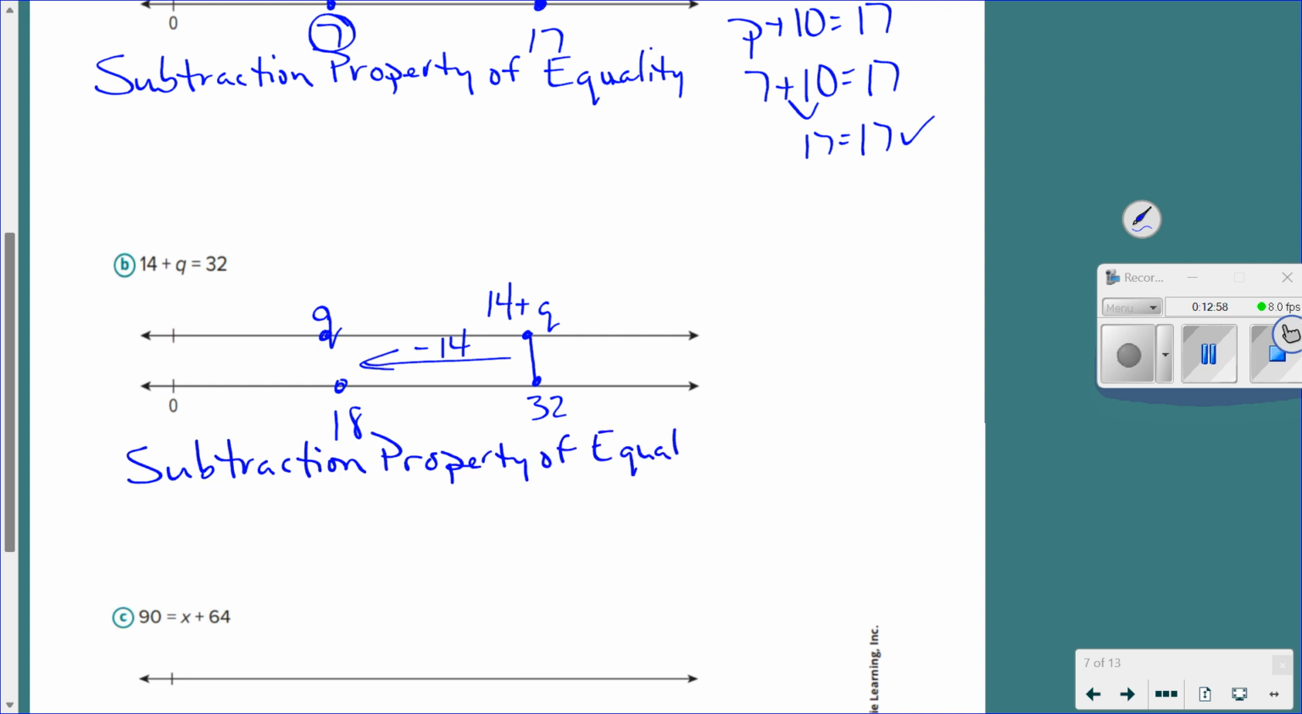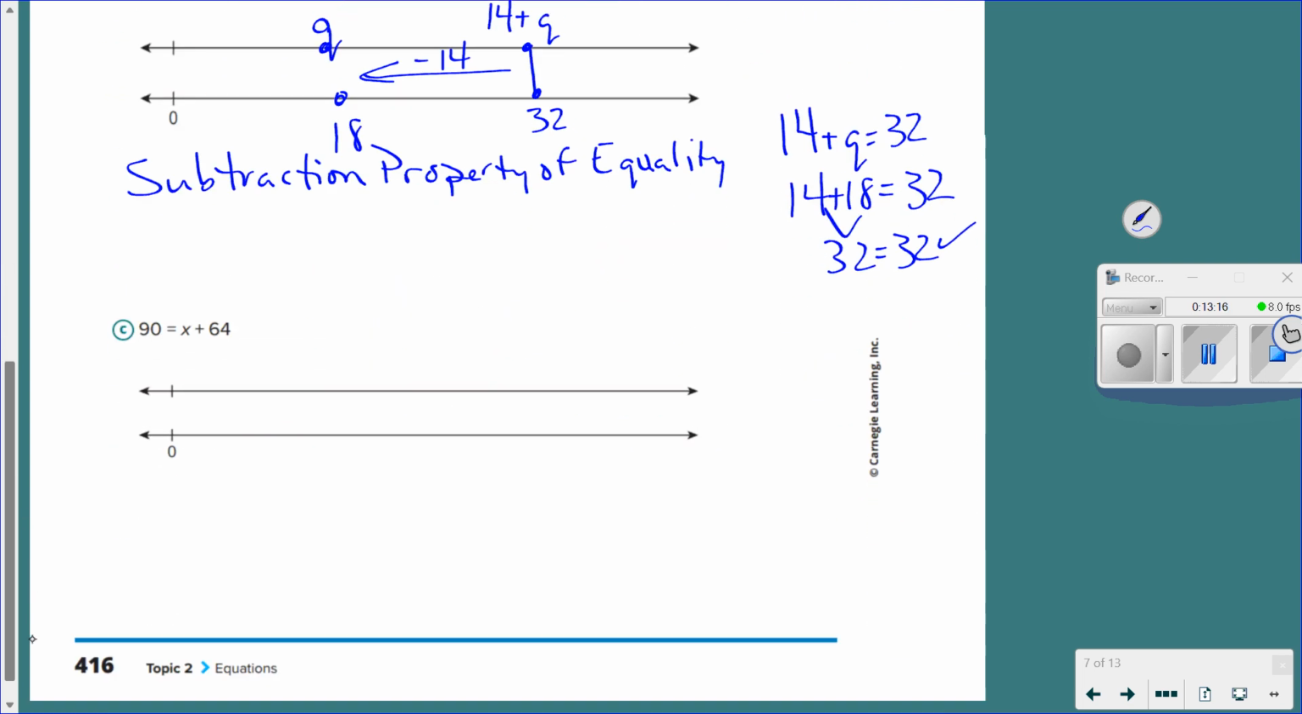And I do my check by starting with my base equation. 14 plus q equals 32. I substitute my value in. I said it was 18. I add those 2 together. I get 32. 32 equals 32. Check. My solution check.